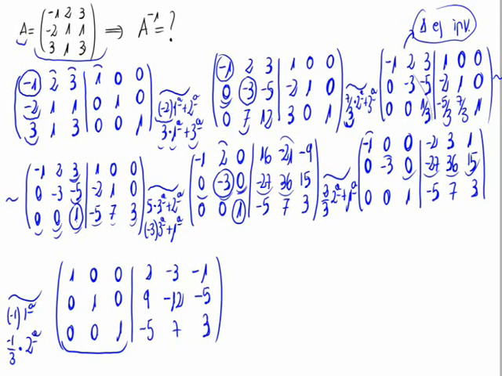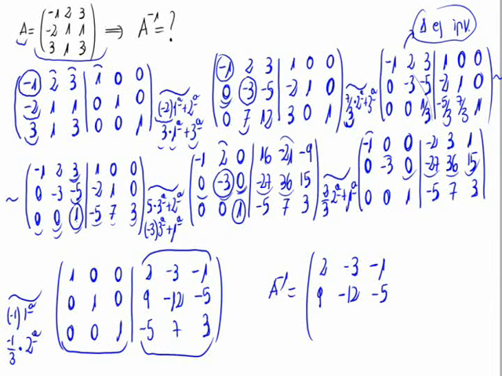We knew that the matrix was reversible, and because of that we are going to be able to make it. Now all that remains is to write what the inverse matrix was or is. So the inverse matrix would be A minus 1 equals 2, negative 3, negative 1, 9, negative 12, negative 5, negative 5, 7, 3.